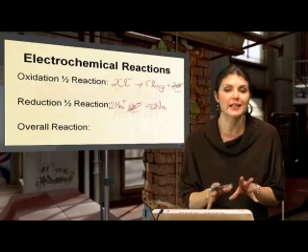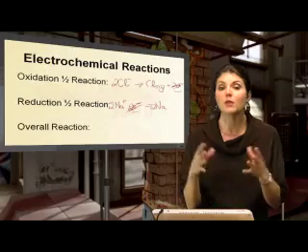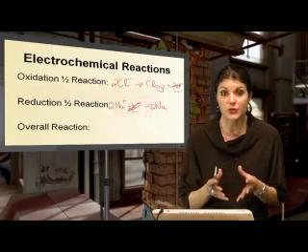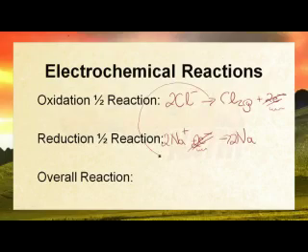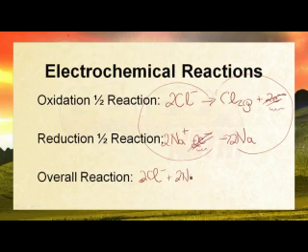Okay, now once we've done that, what we now need to do is to write my overall cell reaction. And we'll do so by adding everything on my left-hand side and everything on my right-hand side. So we end up having 2 chloride ions plus 2 sodium ions. And then from here onwards, we're going to have our chlorine gas together with our 2 sodium metals that formed.